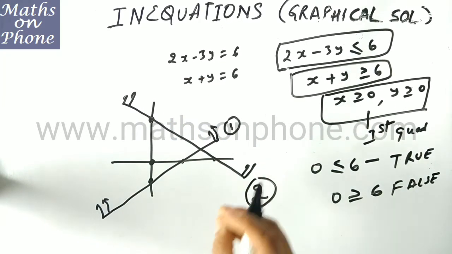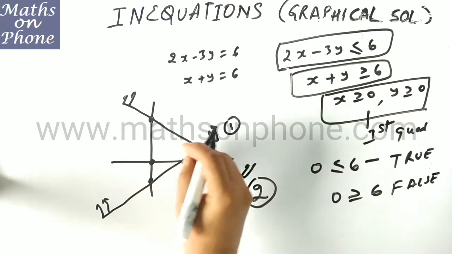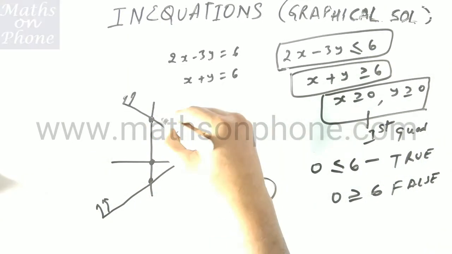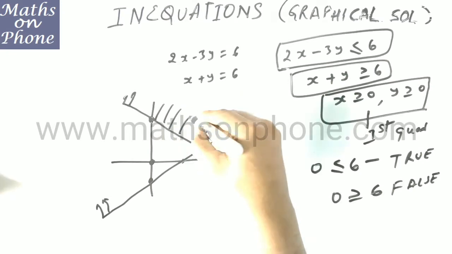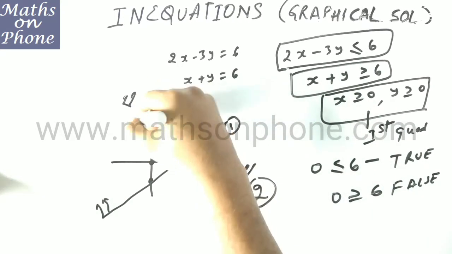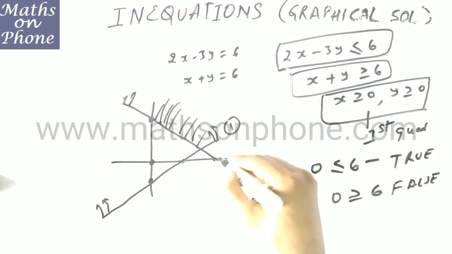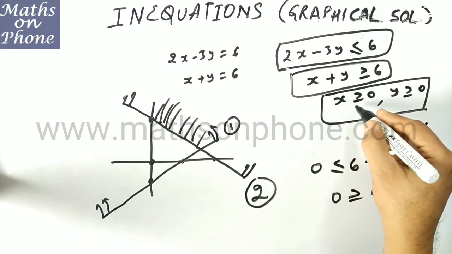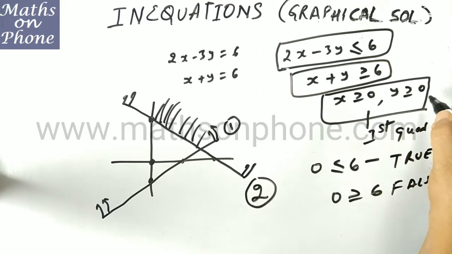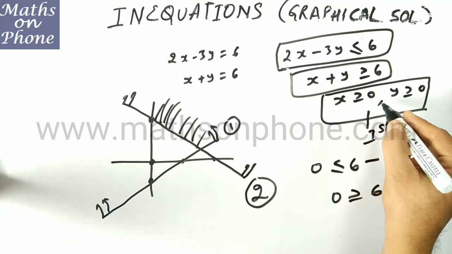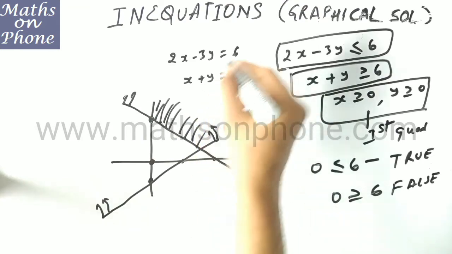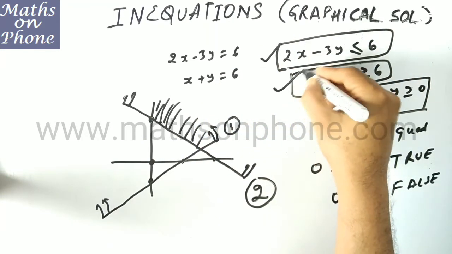Now we need to shade the region which is satisfying both the conditions. So the region will be this. Will this be? Not here. We won't go here. We won't go here. Why? Because it is mentioned that x and y should be greater than 0. That means it is in the first quadrant. Same way you shade the region. This is the graphical solution of two inequations.